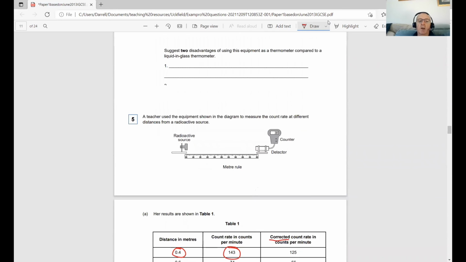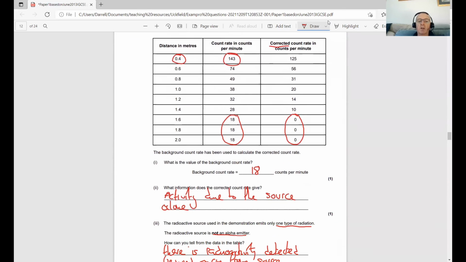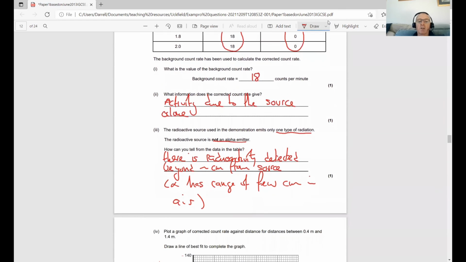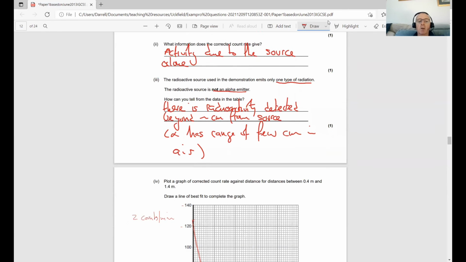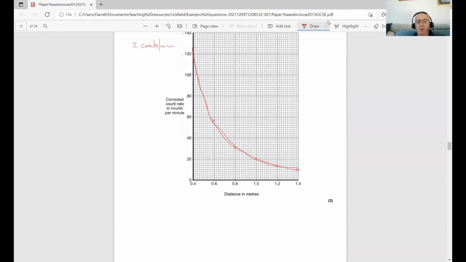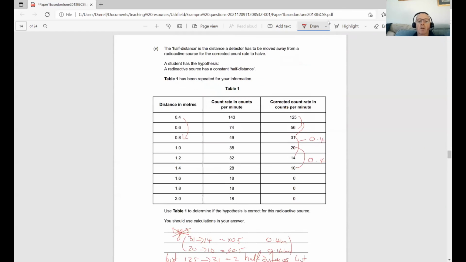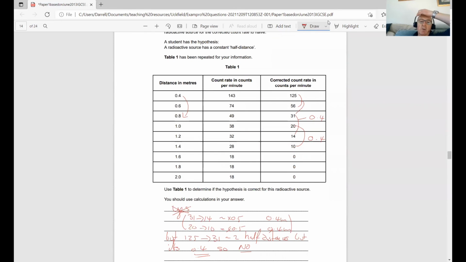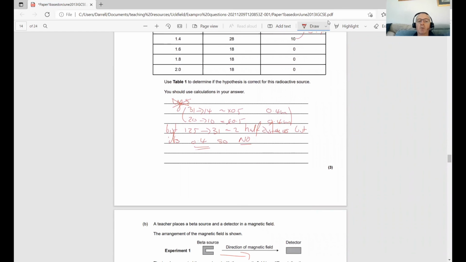So a question has asked us to demonstrate our understanding of background count and corrected count. It has asked us to demonstrate our knowledge of the properties of alpha, which should go along with the knowledge of beta and gamma as well, their properties. It has asked us to plot a graph, which you will always be asked to do at some point. It has asked us to analyze some data and to use that analysis to come to a conclusion.